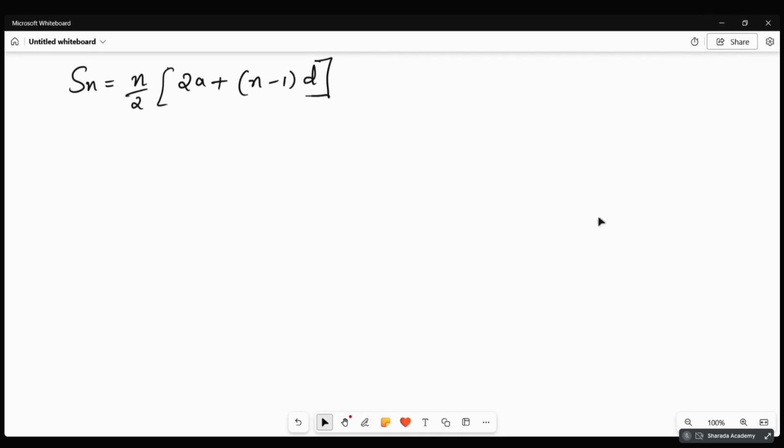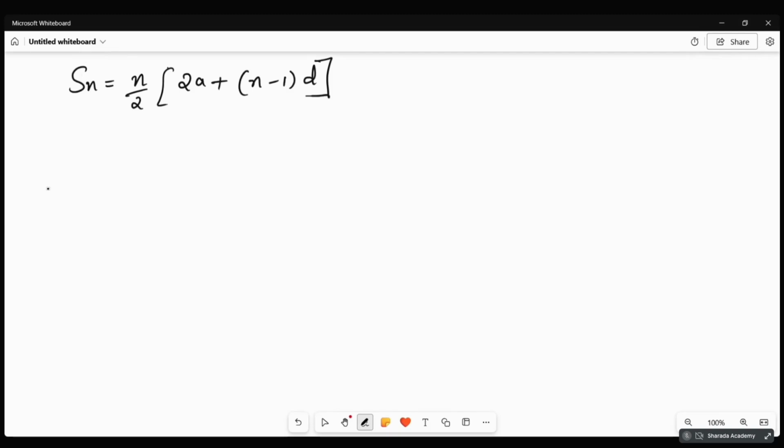So Sn is equal to n by 2 into 2a plus n minus 1 into d. This is the formula we have. Now, n by 2 into 2a plus n minus 1 into d. This Sn formula is for adding the first n terms. In between terms you can't add here. Listen, in between terms you cannot add.